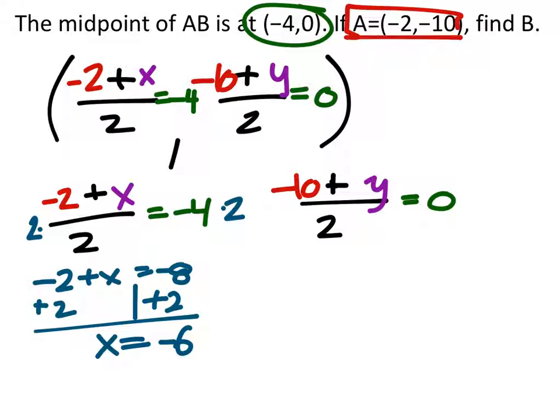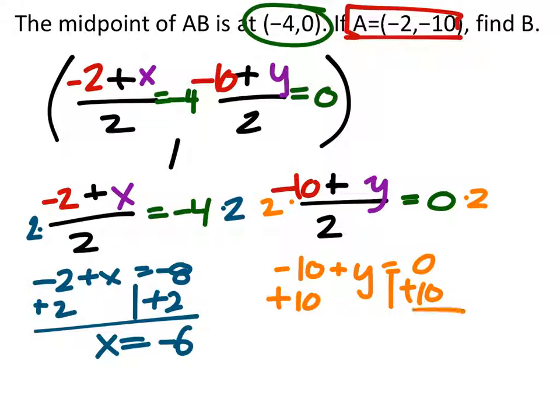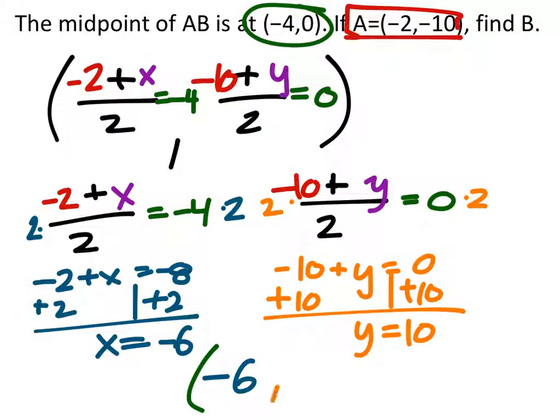And now we'll solve this one. So I'll multiply 2 on both sides again. And I got -10 plus y equals, well, 0. Then I'll add 10 to both sides. I'll try to do this one right. Y is 10. There we go. So when I look at the point B, the x value is -6, and the y value is 10. That's it.